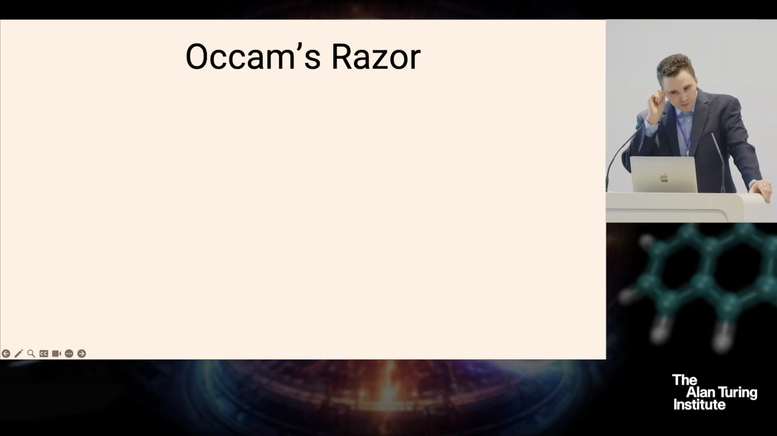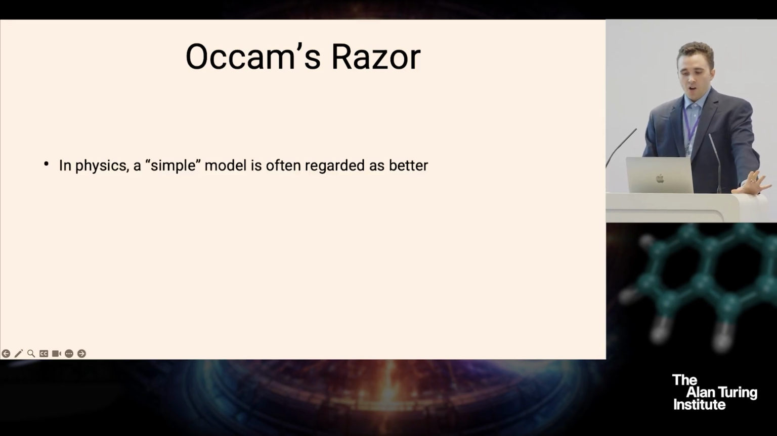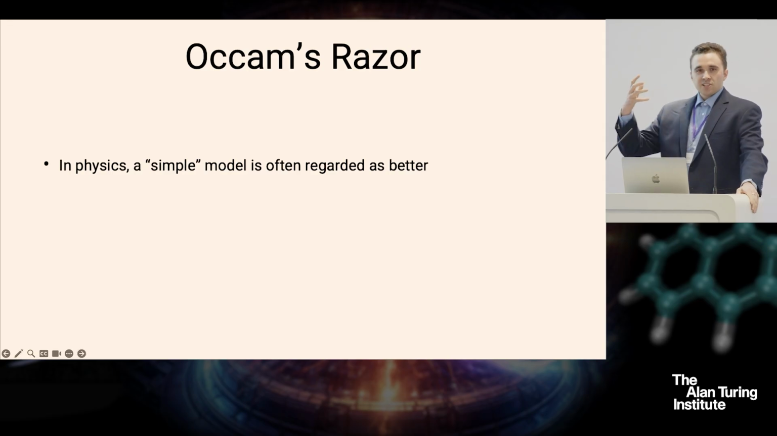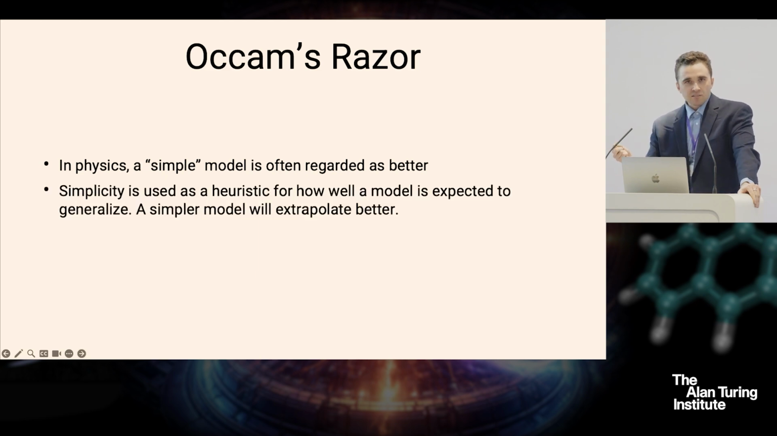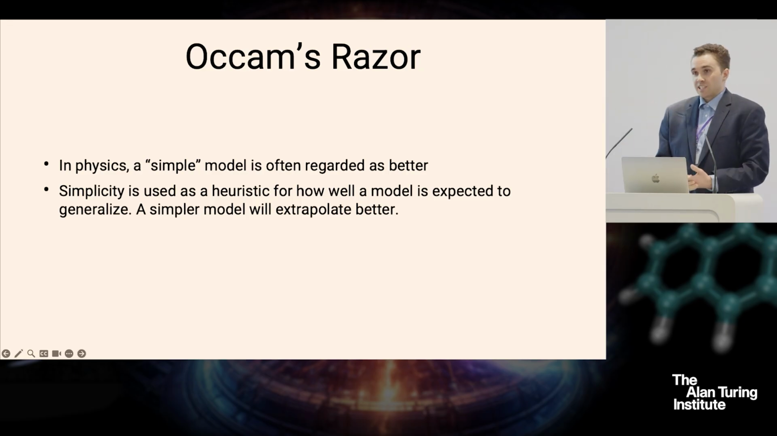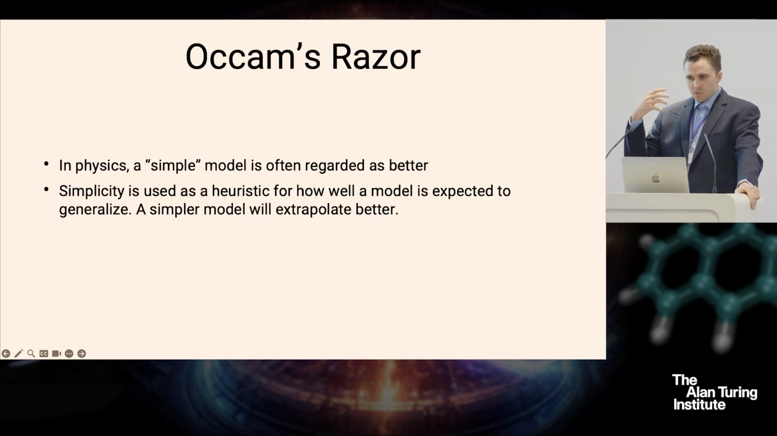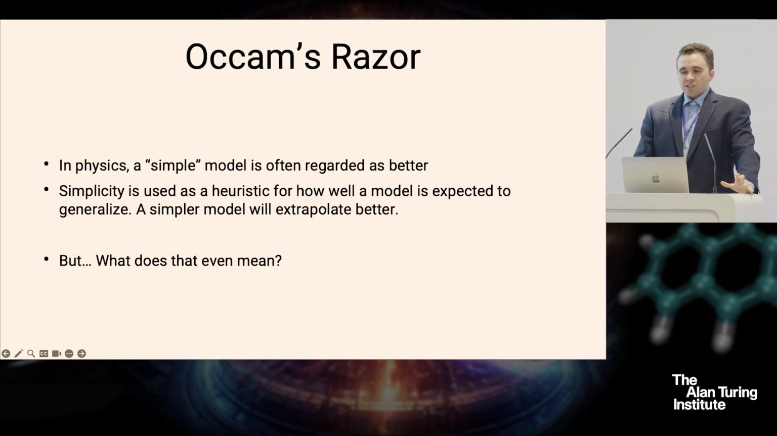So to start off, I want to talk about Occam's razor. I'm going to talk about it in a way that you're probably not expecting. I'm going to criticize it a bit. So Occam's razor involves this idea of simplicity. A simple model is often regarded as better. But how do you define simplicity? Simplicity is a heuristic for how well a model is expected to generalize. A simpler model is thought to generalize better. But what does that actually mean?